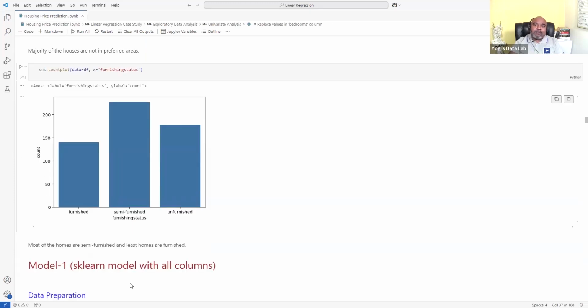So we just completed the EDA, and now we can start building a model. The first model that we are going to build is using all the columns as they are, and we'll use Scikit-learn to build the model. So how do we build it?